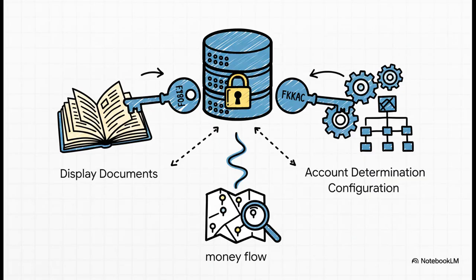And for anyone who actually works in SAP, you know the whole system runs on these things called transaction codes. They're basically command shortcuts to get things done. You'd use a code like FBO3 to pop open the document itself, and another one like FKKAC to view that all-important account determination setup. With just these two tools, you can trace any transaction from start to finish.